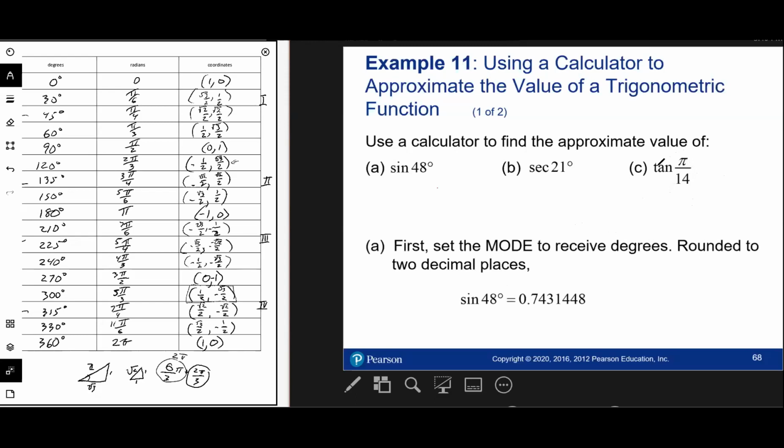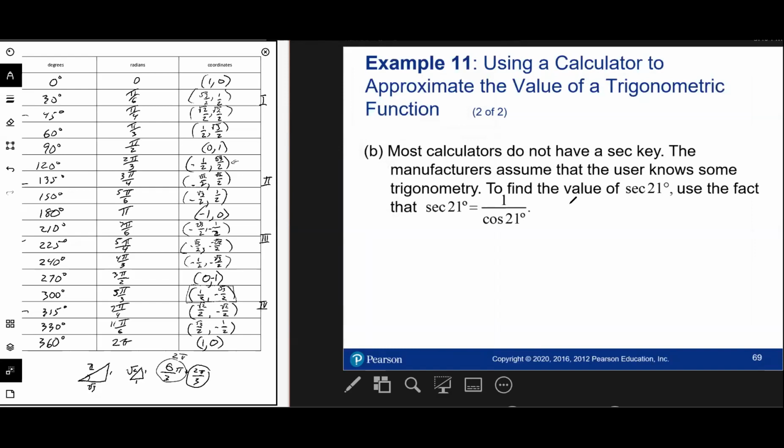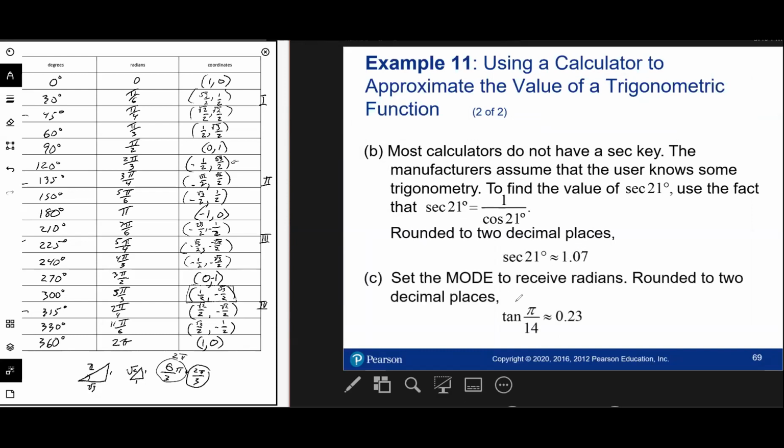And on this one, most calculators do not have a secant key. And so remember me saying that secant is the reciprocal of cosine. So you do 1 divided by cosine of 21, and then round it to 2 decimal places. And then set your calculator to receive radians, so you don't have to convert this to degrees, and go from there.